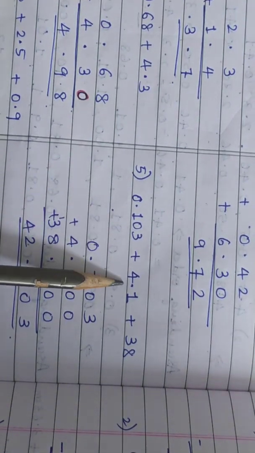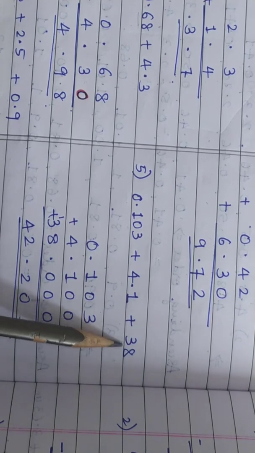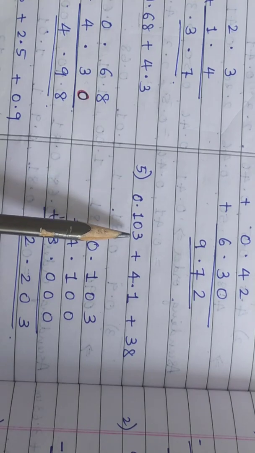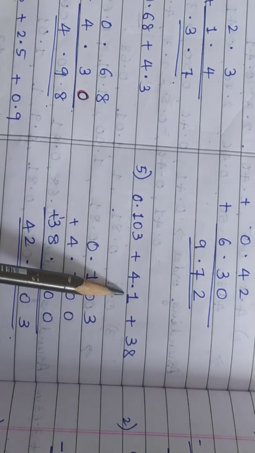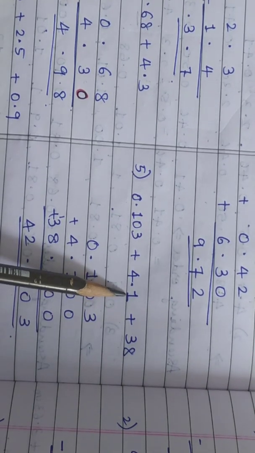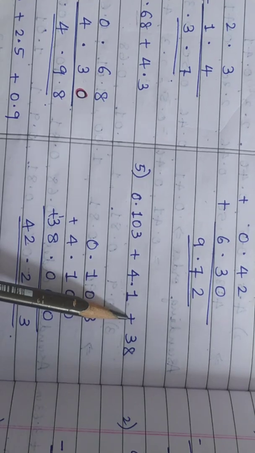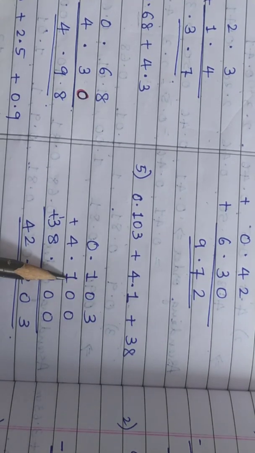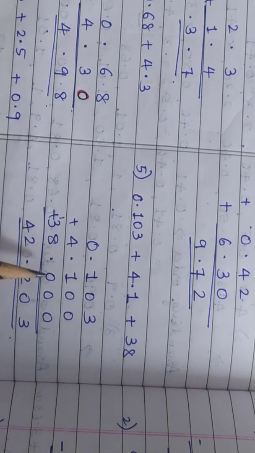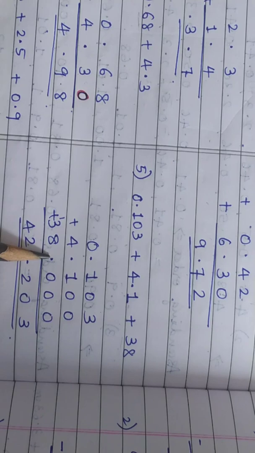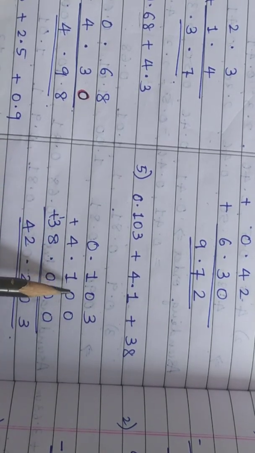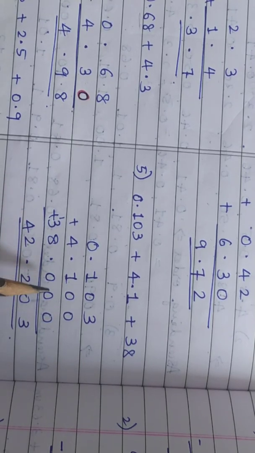Now the last one, 0.103 plus 4.1 plus 38. Now 38 is an integer again, but we want 3 digits because in this number there are 3 digits after the decimal point. So for this also we need 3 digits, and for this also we need 3 digits. But here there is only 1 digit, so we can add extra 2 zeros after this one and make it 3 digits after the decimal point, and here after 38 we can add 3 zeros after putting a point. So this becomes 0.103 plus 4.100 plus 38.000.